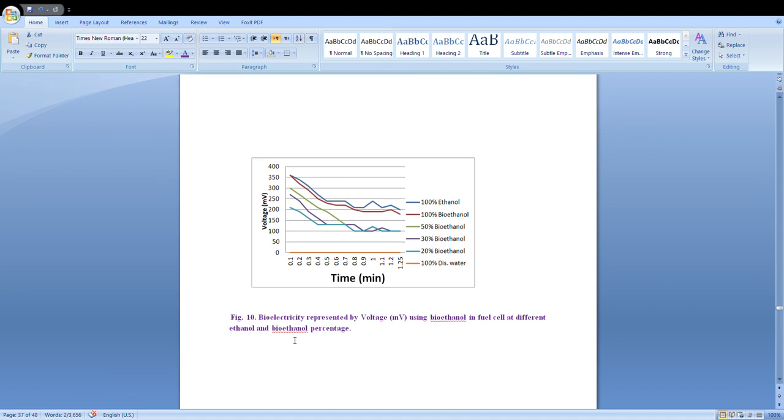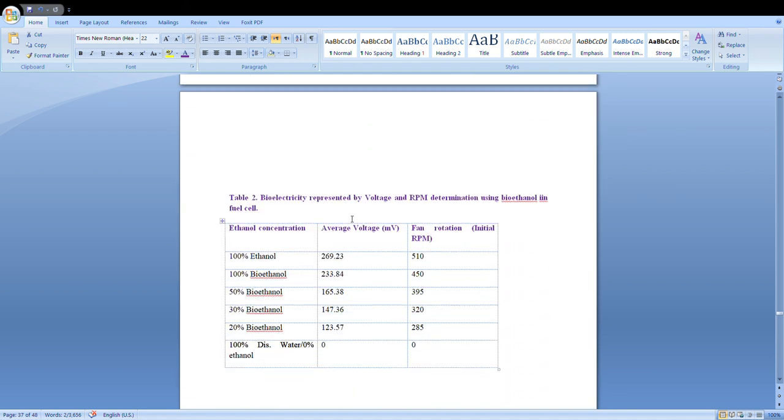Here you can see the bioelectricity generation voltage in millivolts, for 100% ethanol, 100% bioethanol, 50% bioethanol, 30% bioethanol, 20% bioethanol, and 100% distilled water. We can see the different voltages using bioethanol in the fuel cell, at different ethanol and bioethanol percent concentrations. Finally, we can see bioelectricity generation by voltage and RPM. The average voltage is highest in ethanol, and bioethanol also gives good voltage. And for ethanol in water, there is zero.